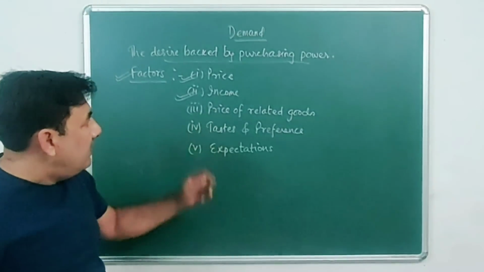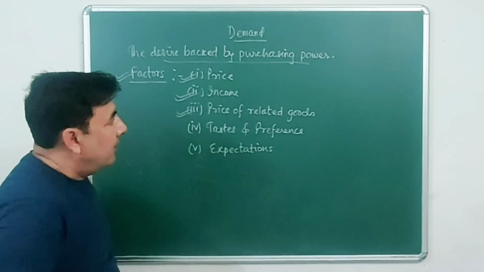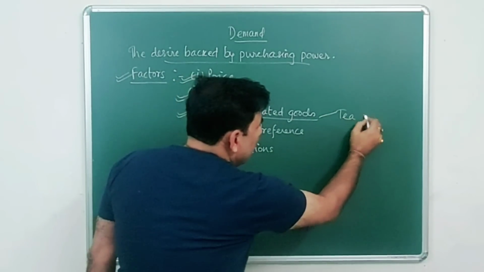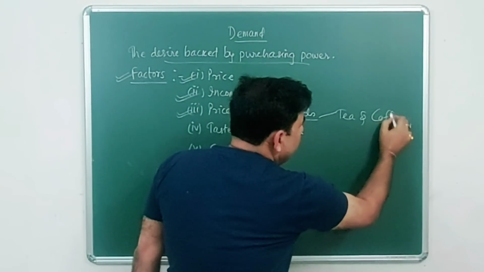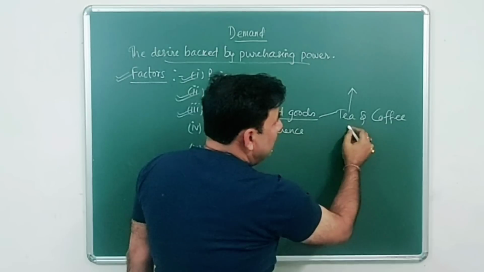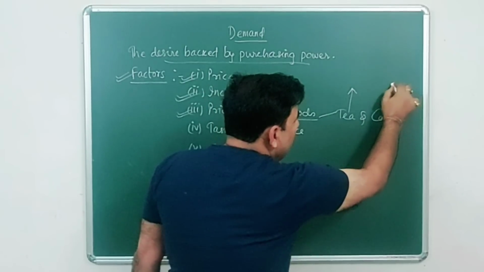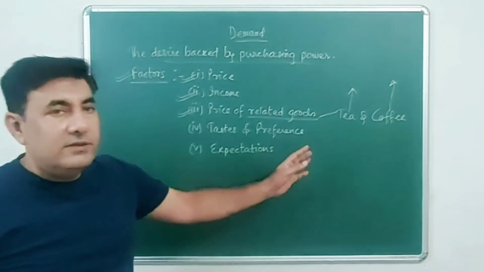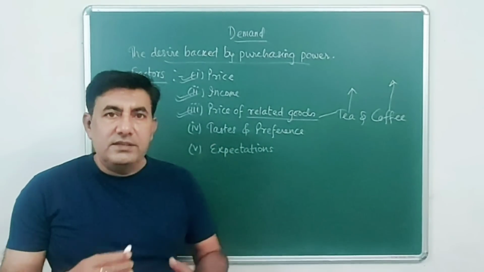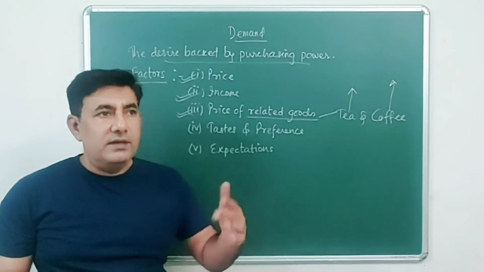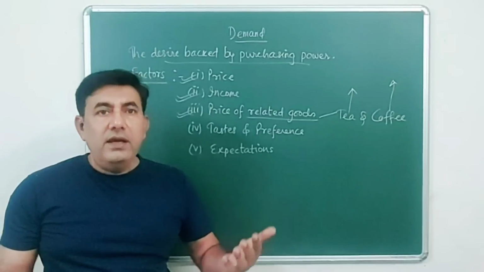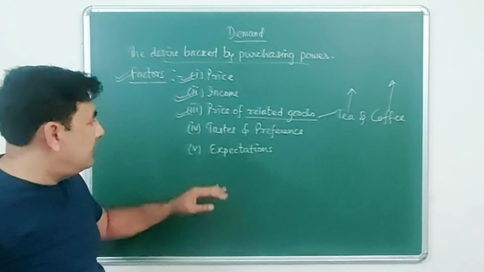That is very simple. Then comes prices of related commodities. For example, tea and coffee, so they are related. If the price of tea increases, obviously people will demand more and more coffee, right? So these are related goods. Then comes taste and preferences. It changes every now and then. The taste and preferences, styles and fashions of the consumer change, and accordingly the demand also changes. Very simple.